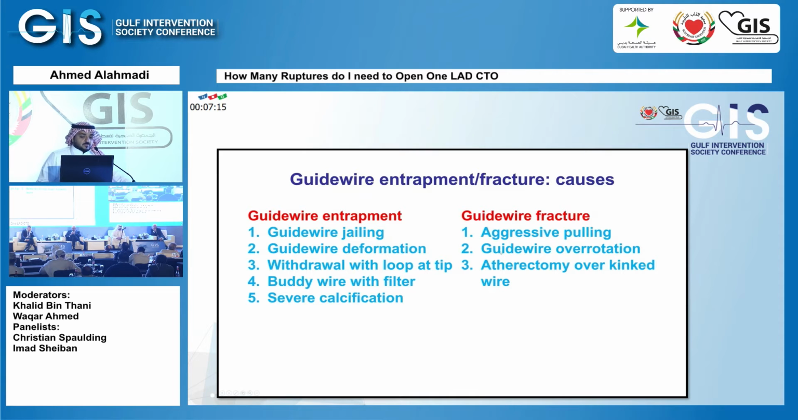So what are the causes of guide wire fracture? Guide wire fracture causes can be aggressive pulling, guide wire over rotation, atherectomy over a kinked wire. And entrapment can be from gelling or deformation, or withdrawal of the wire with a loop at the tip, body wire with the filter, severe calcification. All these are causes of entrapment and fracture of the guide wire. In my case, I believe this is what happened. It's guide wire over rotation.